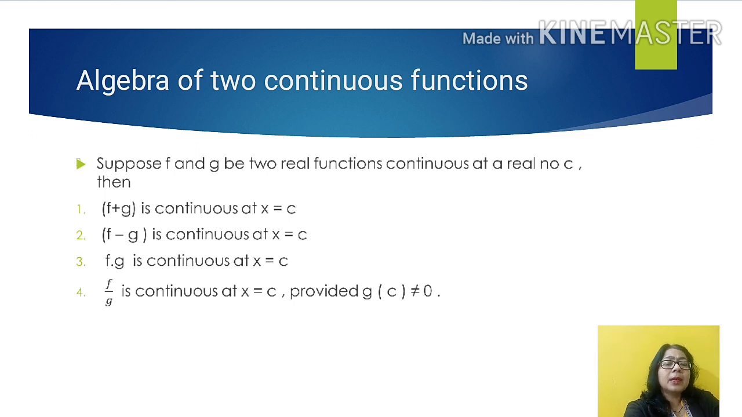Now a few algebraic properties of continuous functions. Suppose f and g are two real functions which are continuous at a real number c. Then f plus g is continuous, f minus g is continuous, f into g is continuous, and f by g is continuous. But in the last case, the functional value of g at the point c should not be equal to 0.